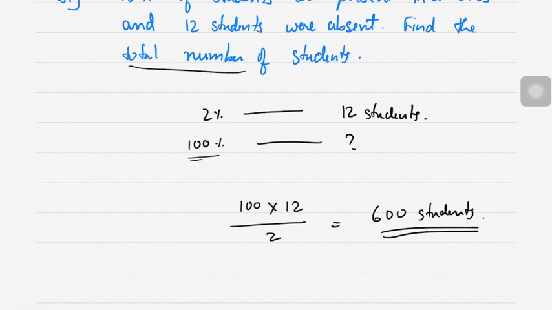So total number of students is 100%. So if 2% is 12 students, 100% is how much? So 100 into 12 divided by 2. So it comes to 600 students. Very simple to solve.